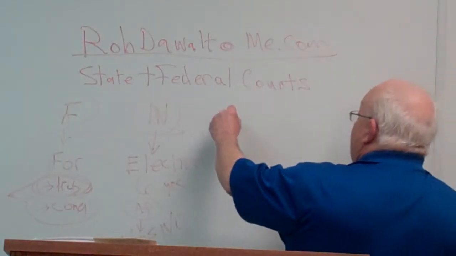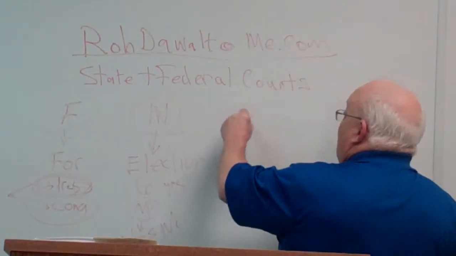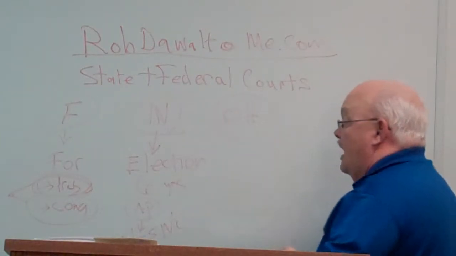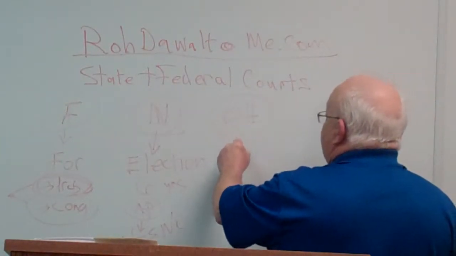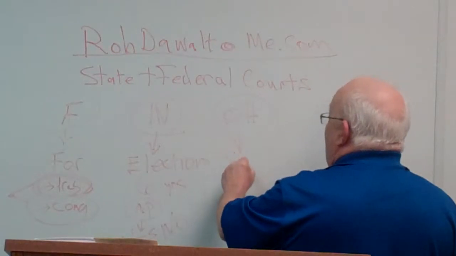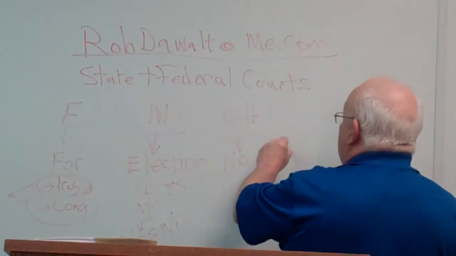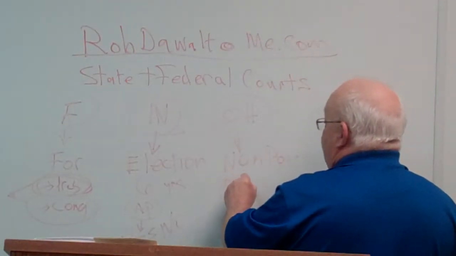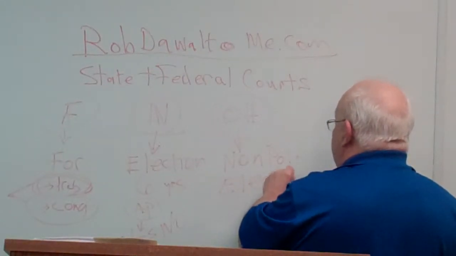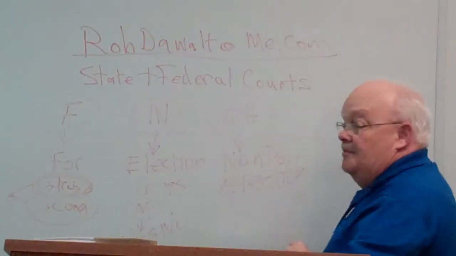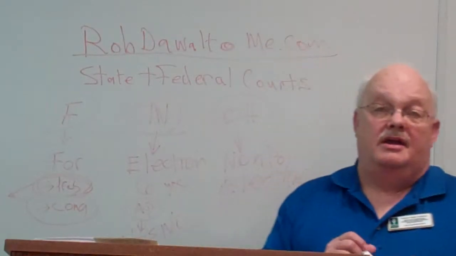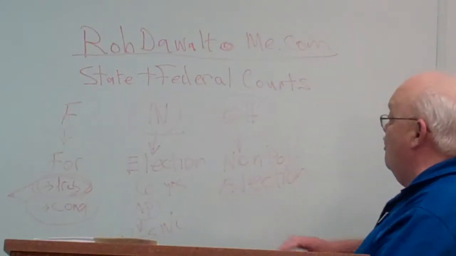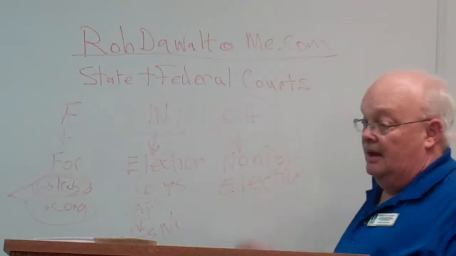So the next thing is, I want to share with you that I lived in Ohio for a while. Ohio's system is called non-political election, and that means that all judges run, but they cannot name a political party. This is another form of what they call a modified Missouri plan.